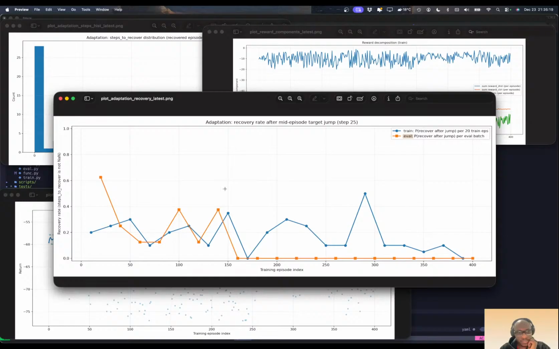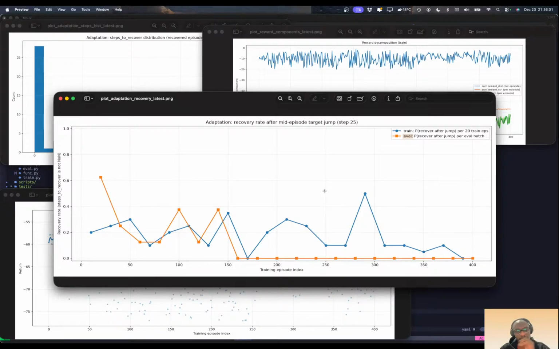Anyway, so after 25 steps, how well does it recover? Okay, eval is this. Eval and training are almost equal, but not so close. But how well does it recover after 25? It goes down, then stays there, then after 25 it goes up, but it never really stays up. It goes down again, goes up, goes down, and then stays down, right? So the recovery is a bit shaky.